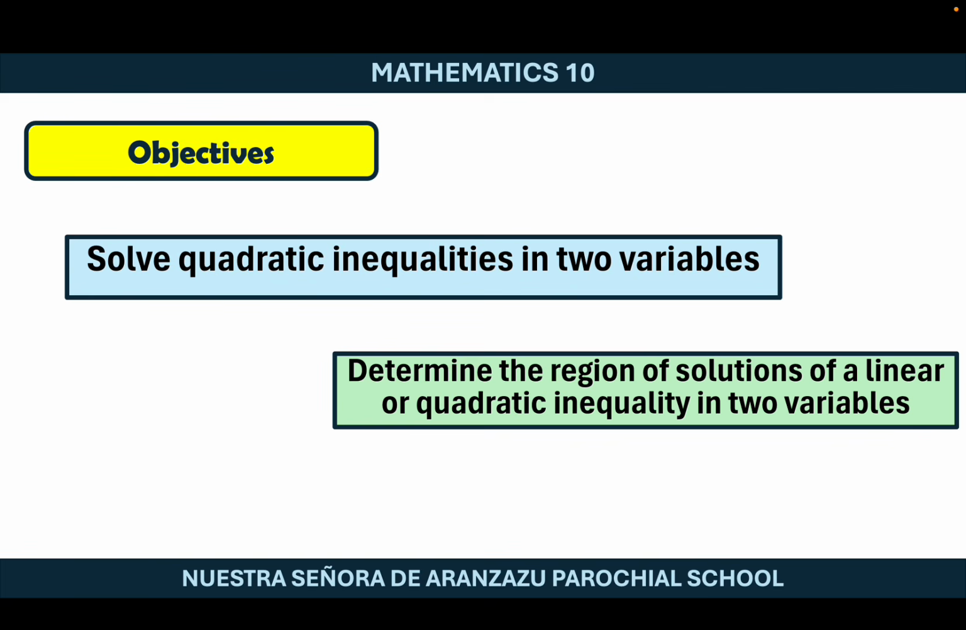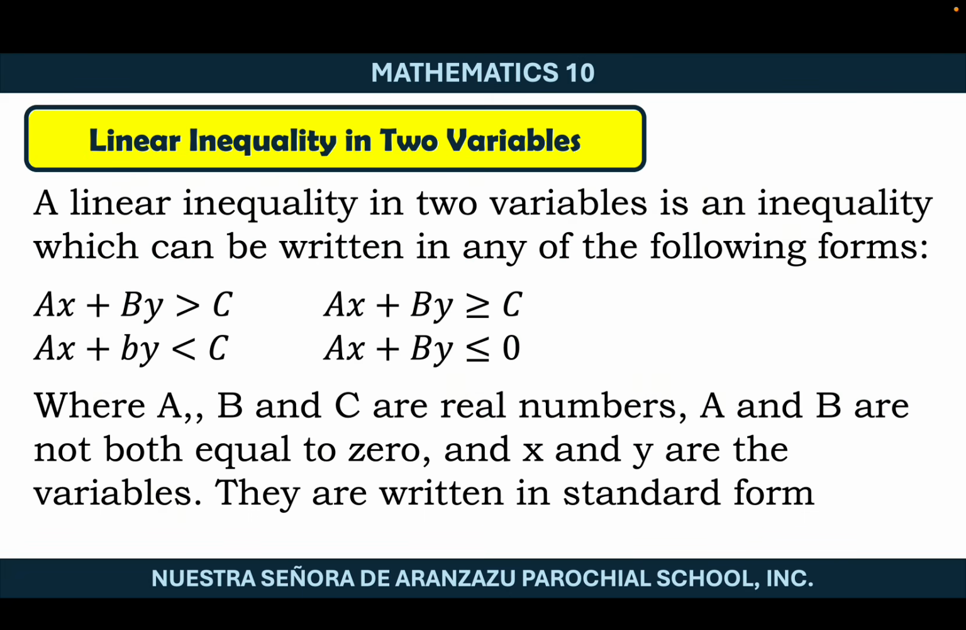Our objectives today are to solve the quadratic inequalities in two variables and determine the region of solutions for a linear or quadratic inequality in two variables. But here, the focus is only on linear inequalities in two variables. Then the next part is the quadratic inequality. Now, a linear inequality in two variables is a first degree polynomial wherein the symbols being used are the inequality symbols. And this can be written in different forms.